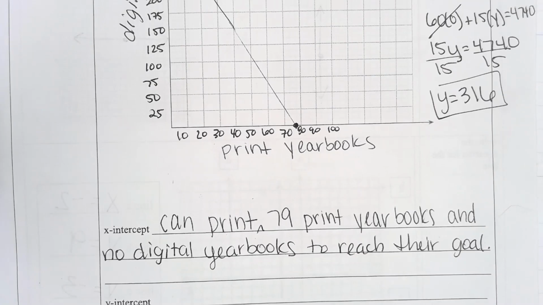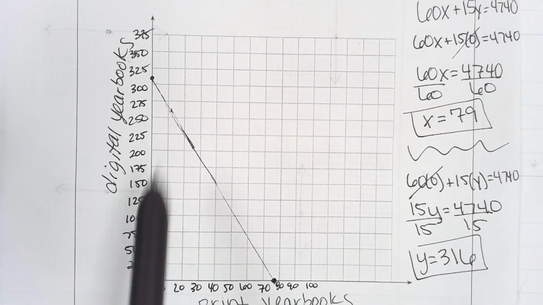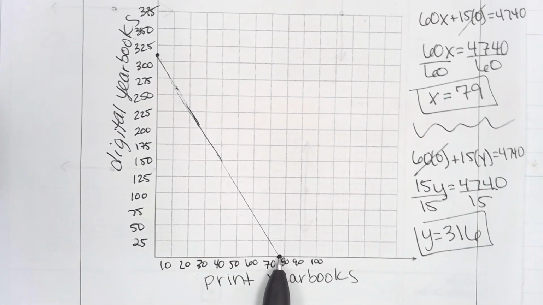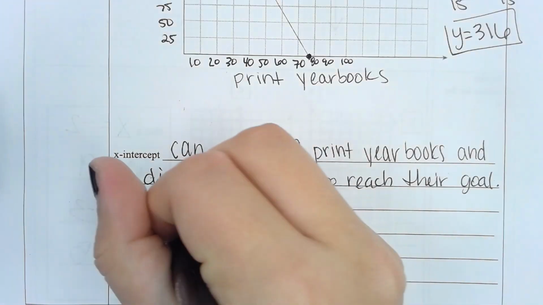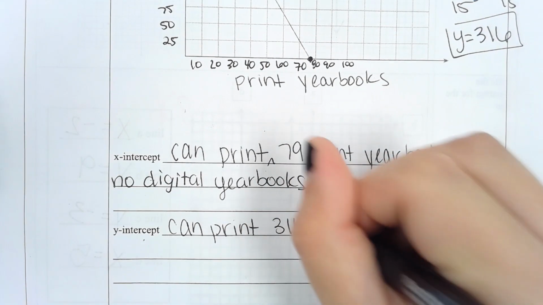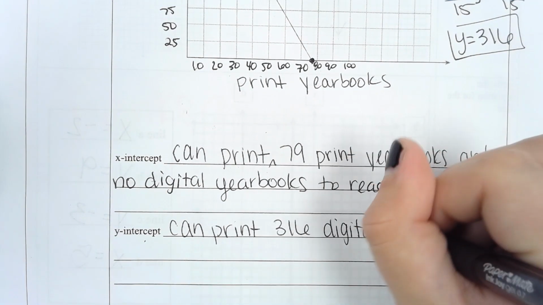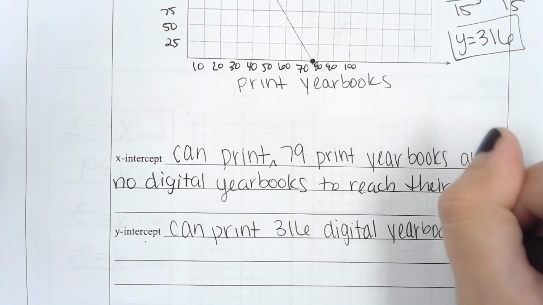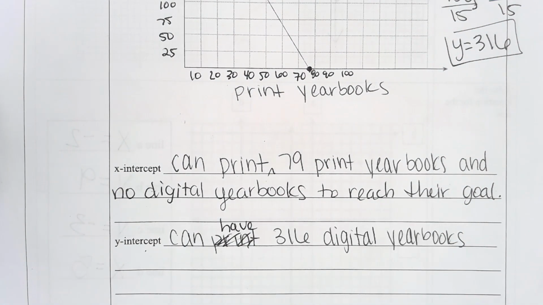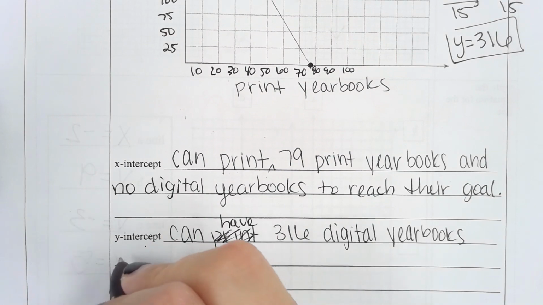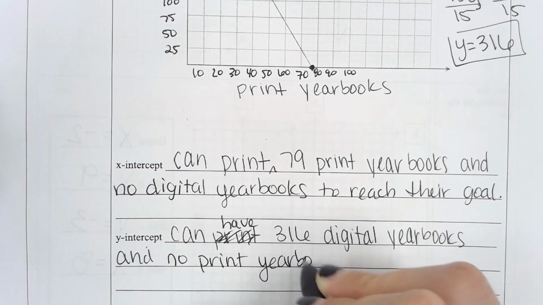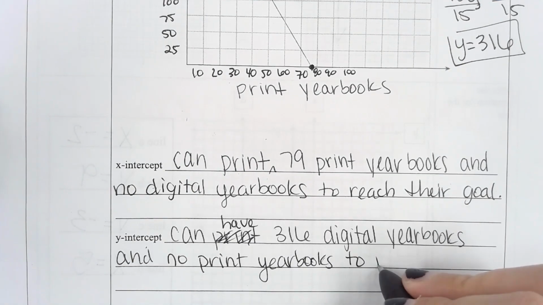And then same thing for the y-intercept. This means that they could print 316 digital yearbooks and no print version yearbooks to still reach their goal as well. I guess if it's digital, you're not going to be able to print it. So they can have 316 digital yearbooks and no print yearbooks to reach their goal.